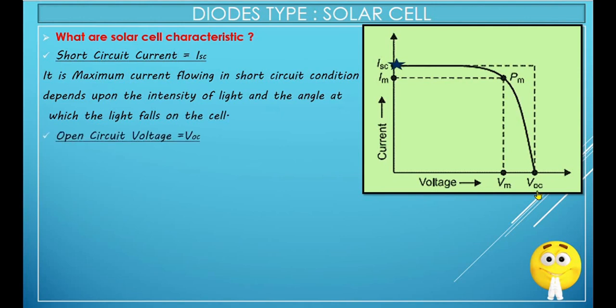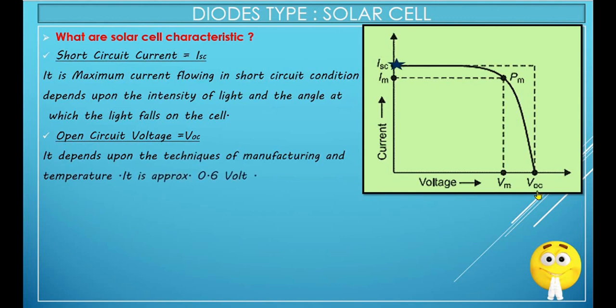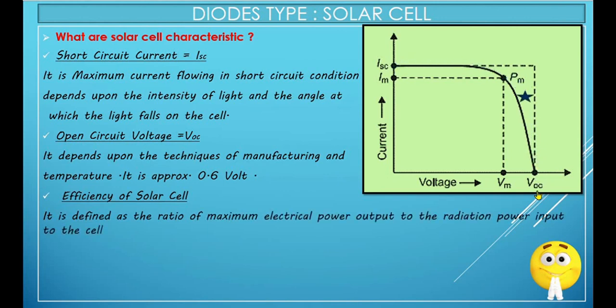And second is open circuit voltage. Open circuit voltage depends on the manufacturing technique and temperature, and it is approximately 0.6 volt. It should be noted that open circuit voltage does not depend on the intensity of light. It only depends on the manufacturing technique. And for a silicon solar cell, it is approximately 0.6 volt. So a solar cell acts as a constant voltage source. Third is the efficiency of the solar cell. It is defined as the ratio of maximum electrical output to the radiation power input to the cell.